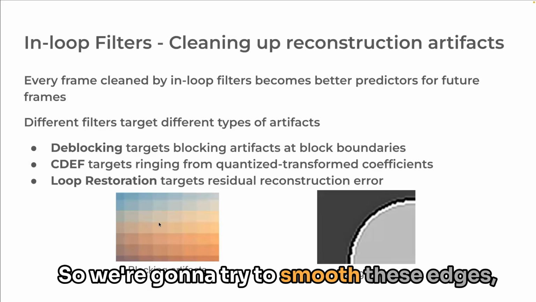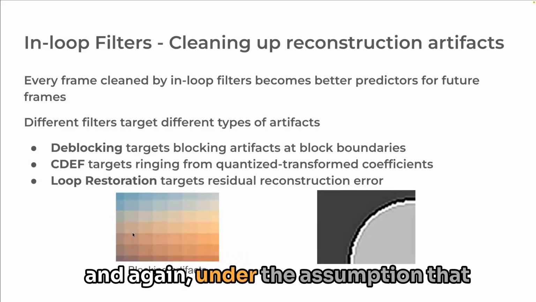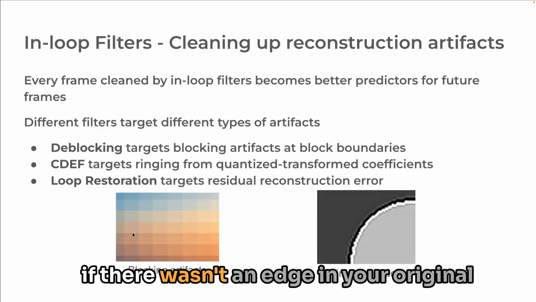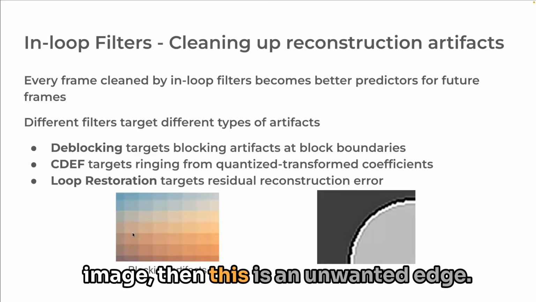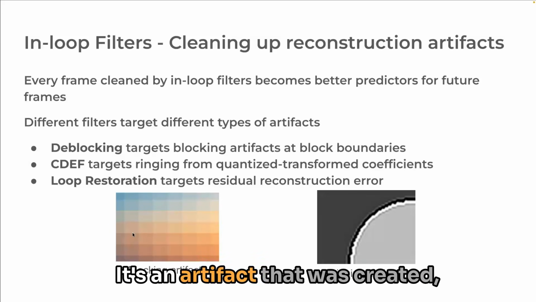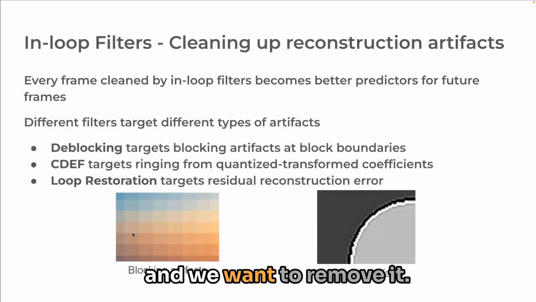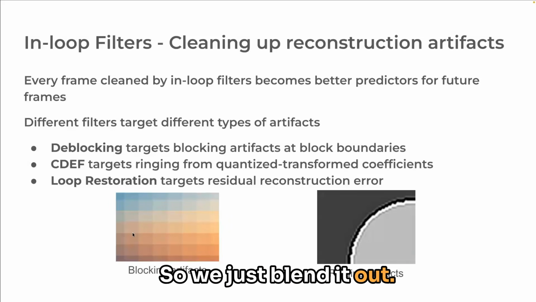So we're going to try to smooth these edges, and again, under the assumption that if there wasn't an edge in the original image, then this is an unwanted edge. It's an artifact that was created and we want to remove it. So we just blend it out.